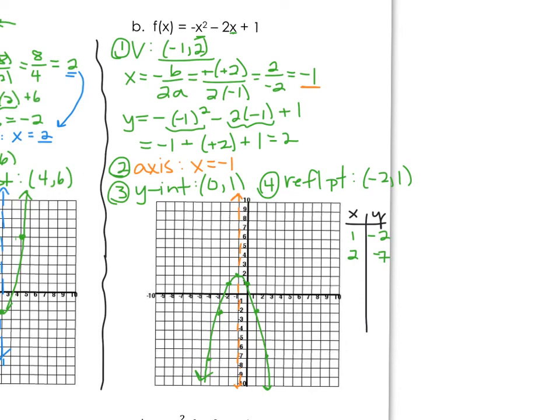Notice this graph opens down, so it reflects over the x-axis. We have our vertex, our axis of symmetry, and our y-intercept. I think that's enough for this video. We'll go ahead and complete the rest of these notes in class tomorrow.